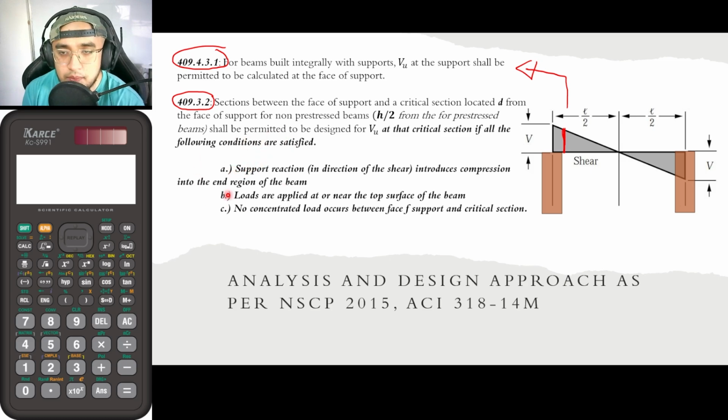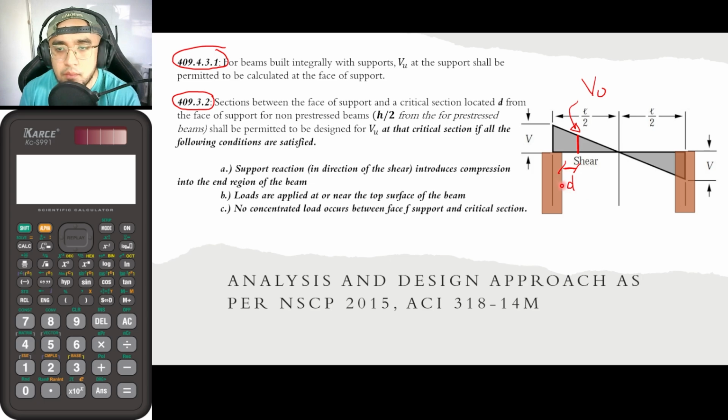So let me just explain this. So in this provision here, 09.3.2, it is stated that from the face of support, let's say that we would be getting a distance d. The critical section is actually here. So meaning, guys, that is now the value for your Vu. But take note, guys, that this d here is only applicable for non-pre-stressed beams. Okay? But for pre-stressed beams, that is now h over 2.